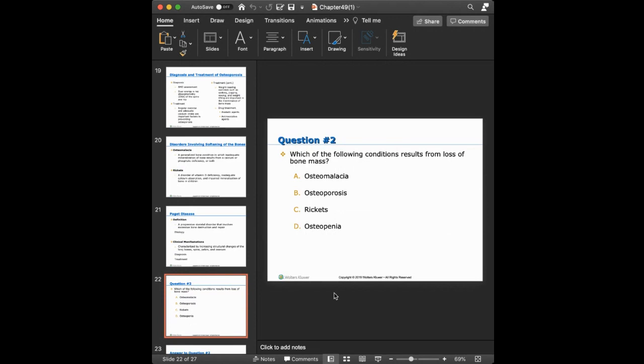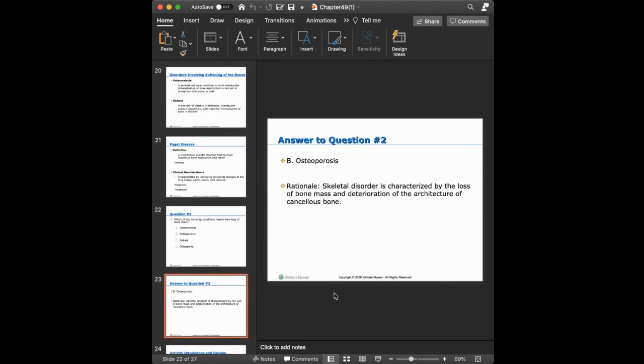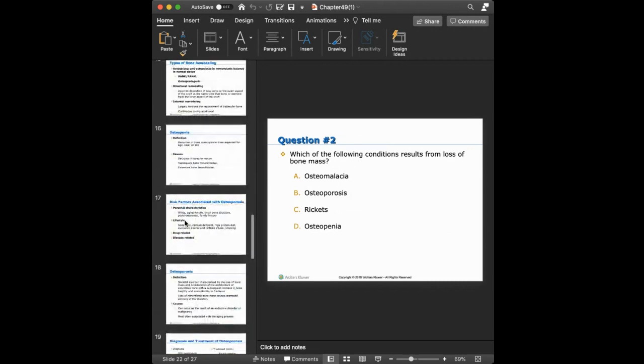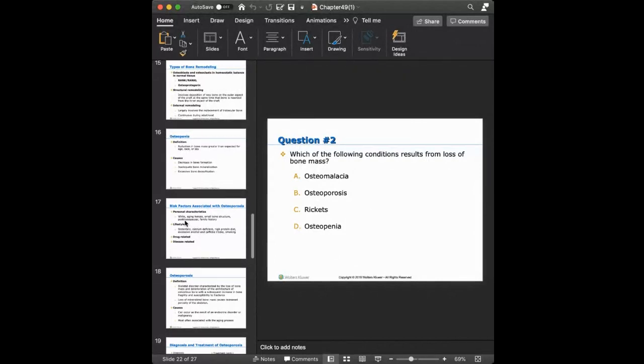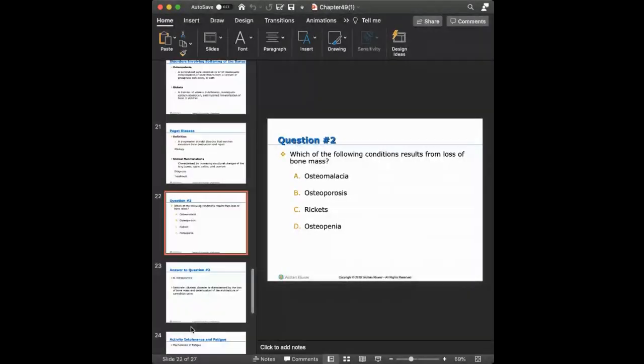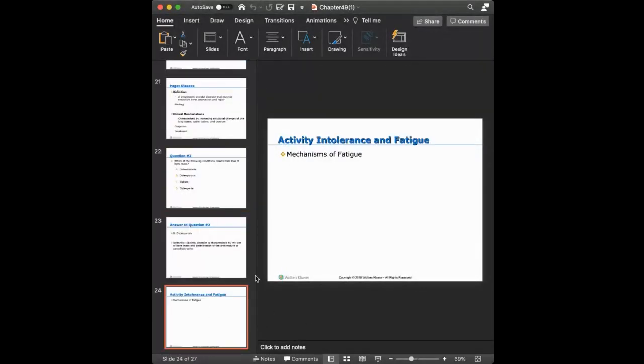Which of the following conditions results from loss of bone mass? Osteomalacia, osteoporosis, rickets, or osteopenia? I'm gonna not agree with that one. Yeah, it's B. I mean, it's D, osteopenia. Osteoporosis is excessive loss of bone mass that causes a weakening or fragility of the bones.